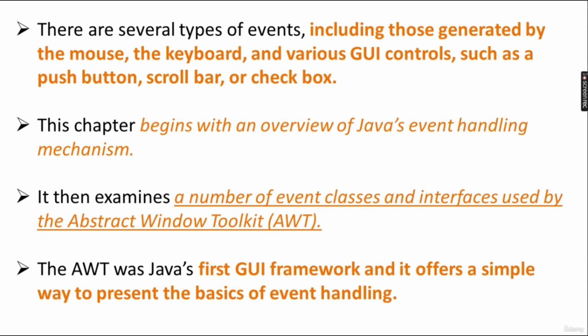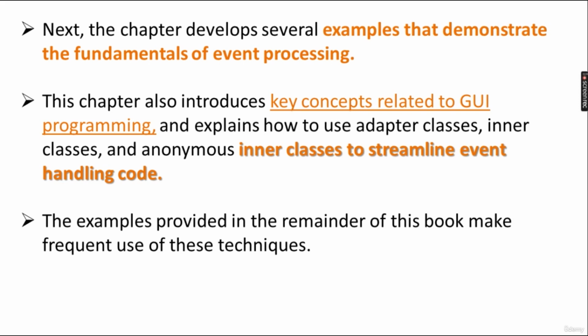Depending upon the GUI you are using, the events will be different. This chapter will begin with an overview of Java's event handling mechanism, and then we will examine a number of event classes and interfaces used by AWT. AWT was Java's first GUI framework and it offers a simple way to present the basics of event handling. We will start with what event handling is and how it is achieved with the Abstract Window Toolkit. Then the chapter develops various examples that demonstrate the fundamentals of event processing.